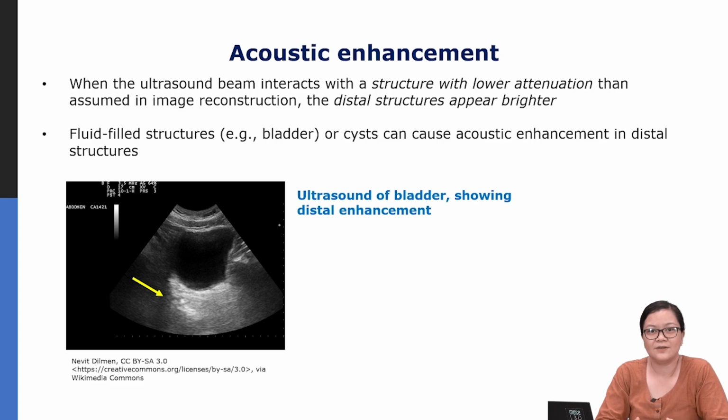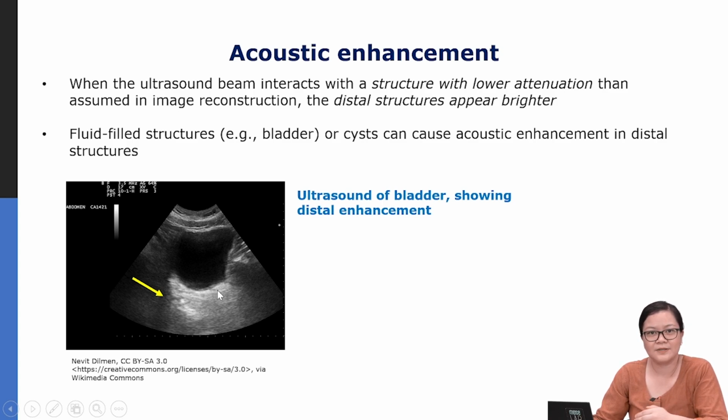On the other hand, there's another artifact called acoustic enhancement, and this occurs when the ultrasound beam is interacting with a low attenuating structure. In this case, the distal structures will appear brighter than they should be. So for instance here, an example is this ultrasound image of a bladder. Your bladder is mostly fluid filled right here. And as the sound is propagating through the tissue towards the bladder, not much of it is being attenuated. And therefore, a lot of it is being scattered back from the distal part of the tissue.